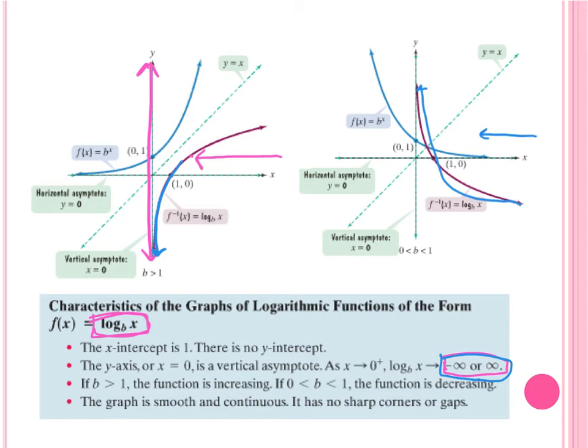And if b is greater than 1, the function is increasing. If b is a fraction that's less than 1, then the function is decreasing. So greater than 1 is increasing. A fraction that's less than 1 is decreasing. The graph is smooth and continuous and has no sharp corners.